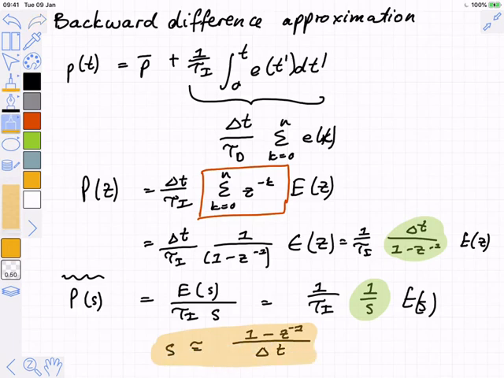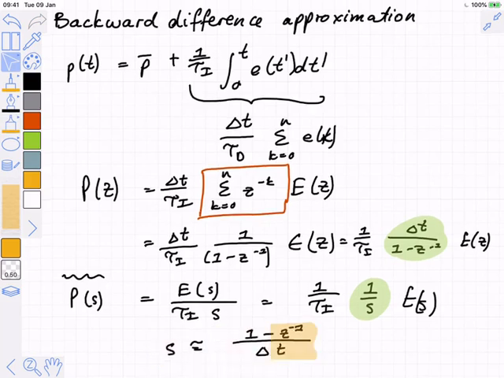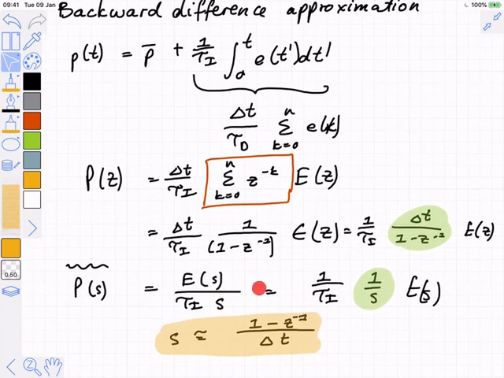Now, an important thing to notice, this idea is very useful because it allows us to take an arbitrary transfer function, which perhaps was this transfer function over here. We do the substitution and we arrive at a discrete transfer function. However, it is important to understand that this is an approximation.